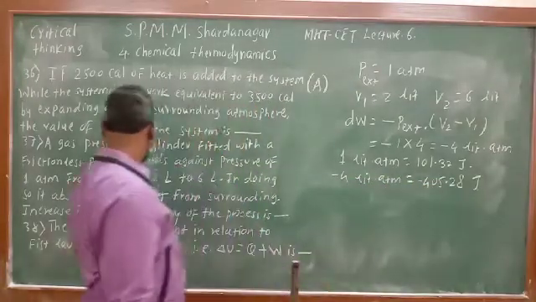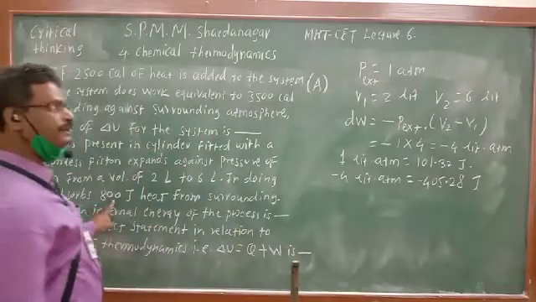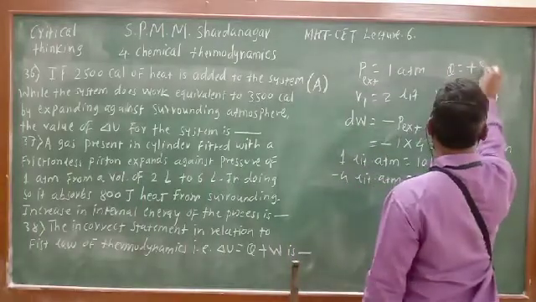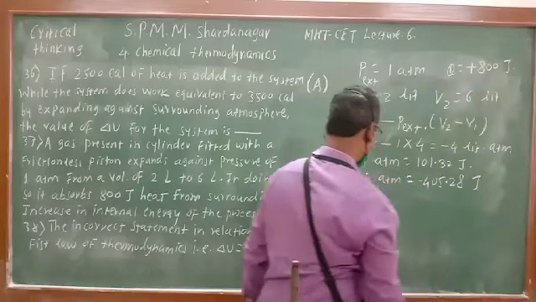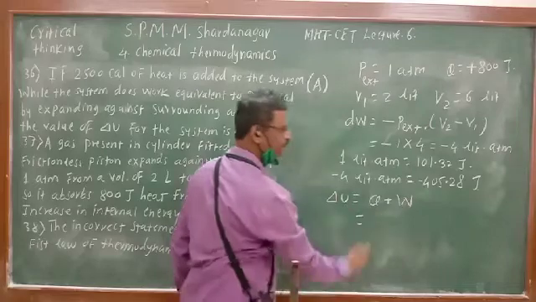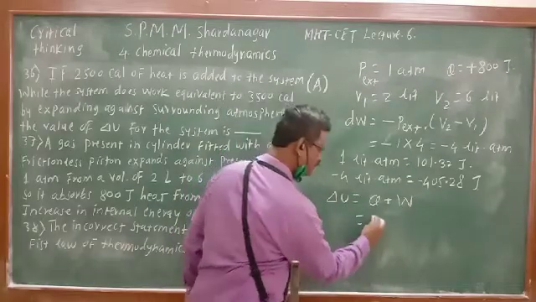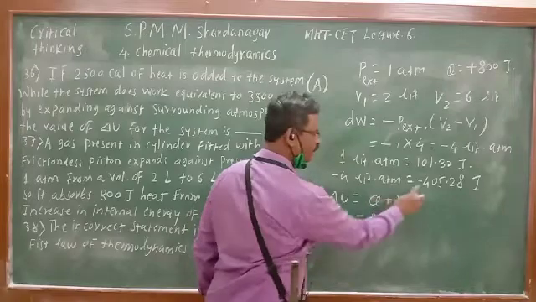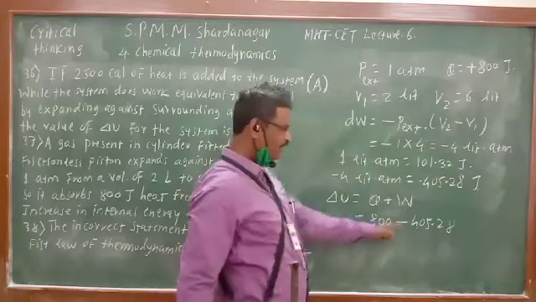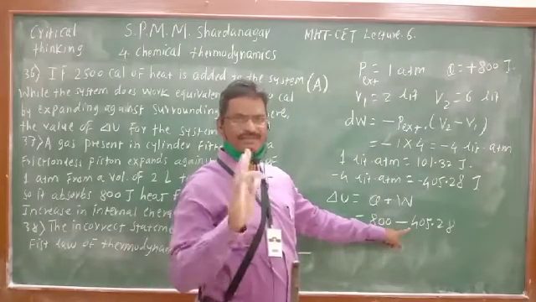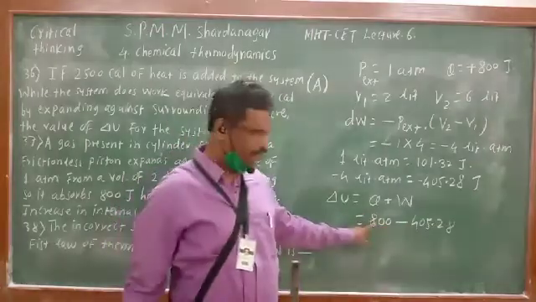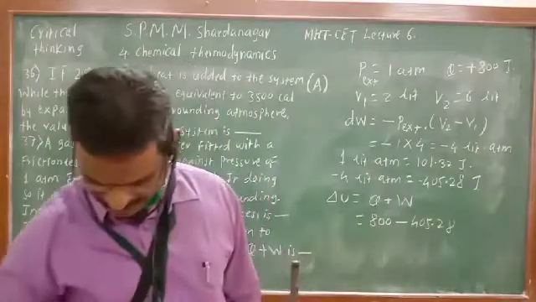Now Q is given. It absorbs 800 joule of heat. Means Q will be equal to plus 800 joule. Now we can calculate delta U is equal to Q plus W. Since Q is 800 and W is minus 405.28. So 800 minus 405, it is approximately plus 395. Now let us see the options.